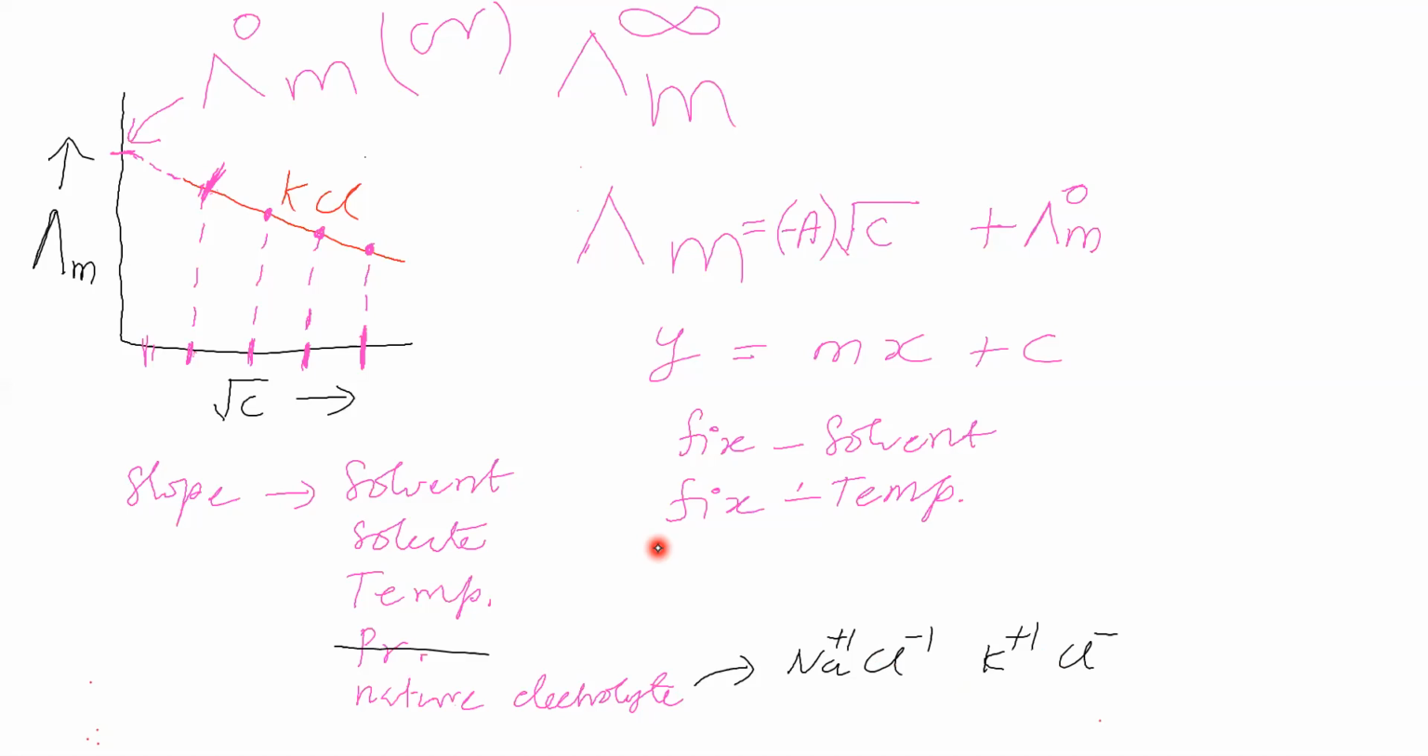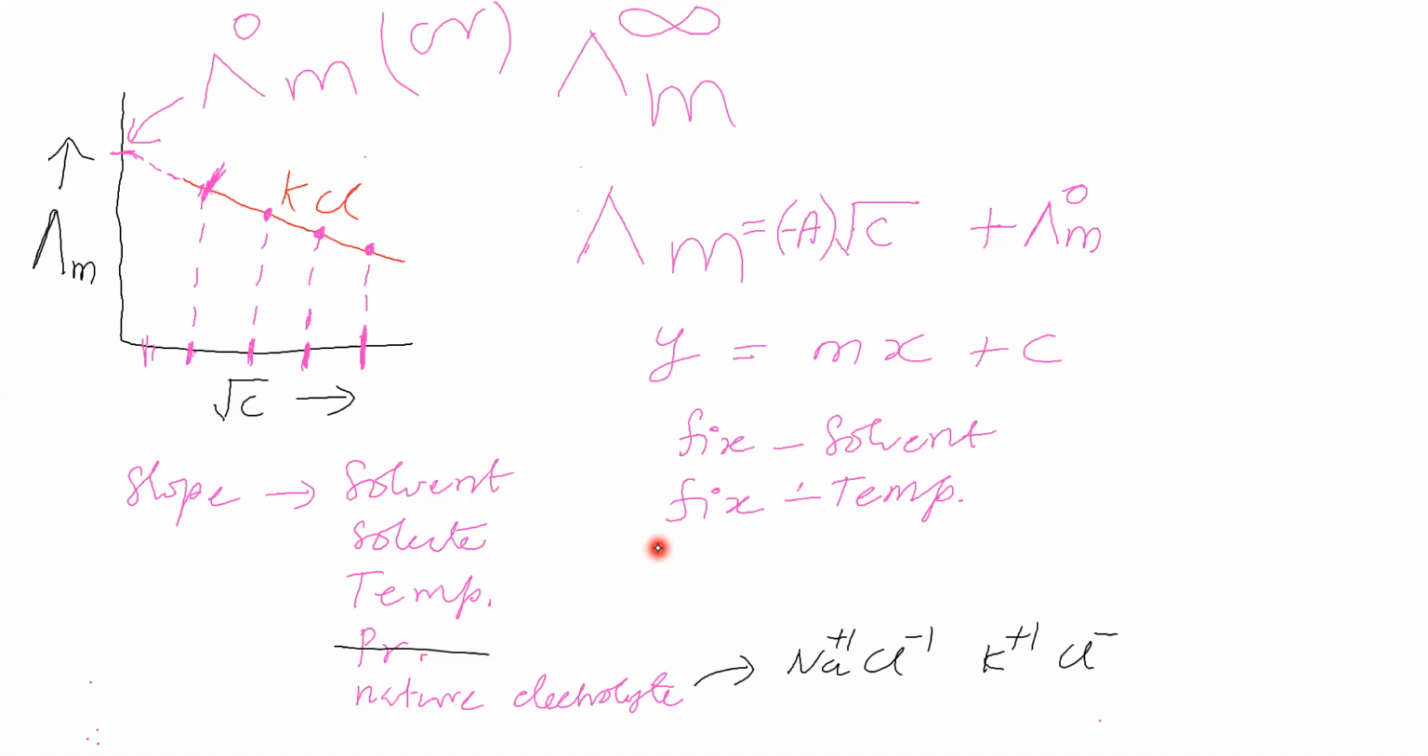Before discussing that point, let us see the lambda m versus square root of c curve for NaCl and KCl. For KCl, the curve is this one. For NaCl, will the curve be above this, below this, or over this? How will the curve be? That point we have to see.